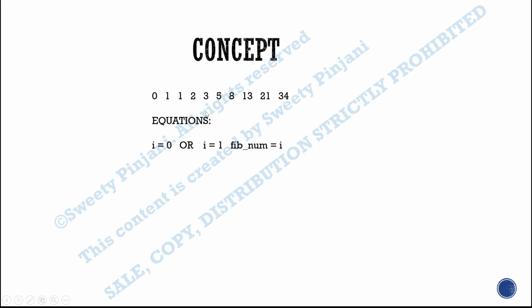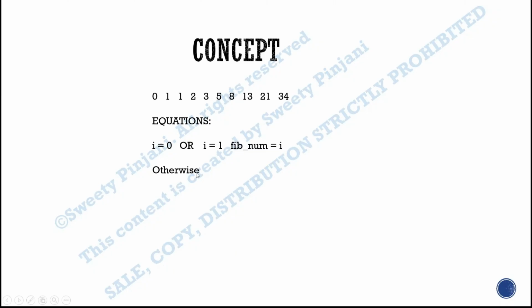The second equation, when I is not equal to 0 or not equal to 1, that time what is the value of your Fibonacci number? If you see carefully, this third number is the zeroth number plus first number. 0 plus 1 is 1. Similarly, this 2 comes from 1 plus 1 equal to 2, 1 plus 2 equal to 3, 2 plus 3 equal to 5, 3 plus 5 equal to 8, and so on.